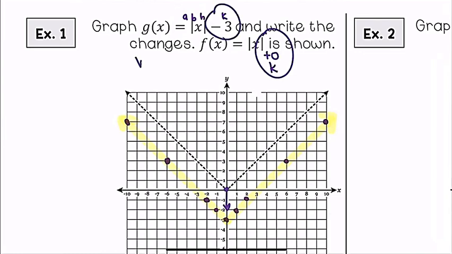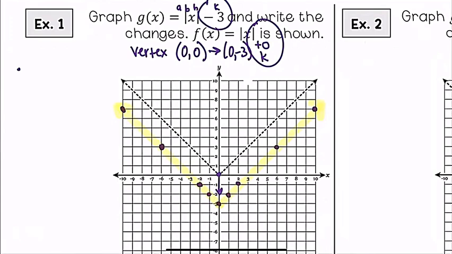So our original vertex, which is H comma K, was 0 comma 0. And now it is at 0 comma negative 3. And you can see that here, right? The center point is the vertex. And now it is here at 0, negative 3. So the only change I can see is that we shifted down by 3 spots.